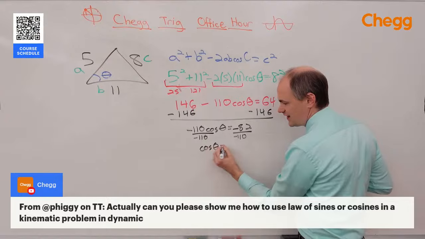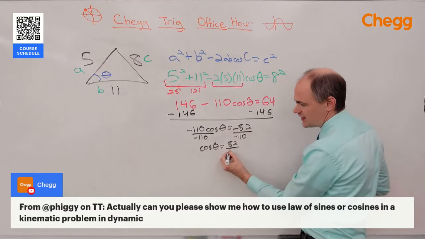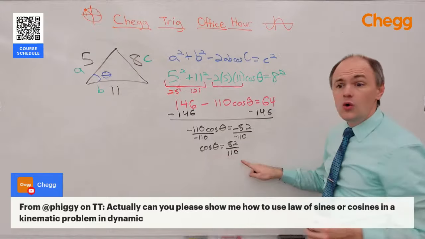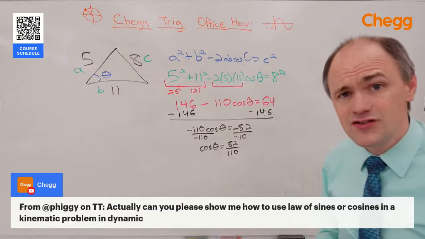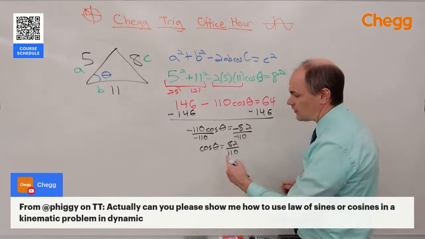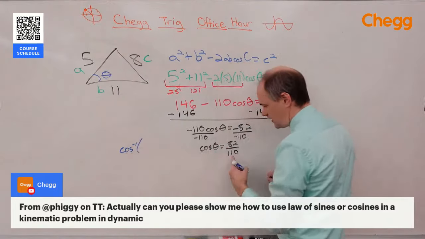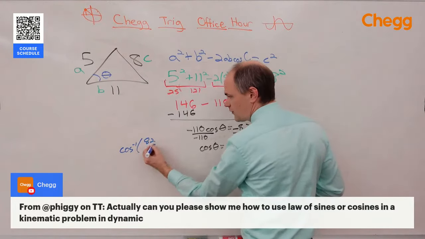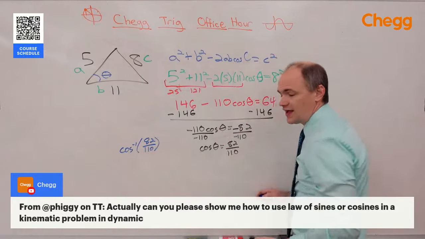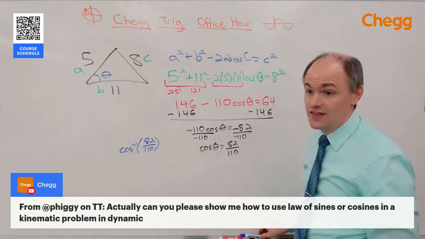So the cosine of theta is whatever this fraction is. It's positive because it's a negative divided by a negative. We could reduce it, but we're going to use our calculators in a minute anyway, so it probably doesn't matter. So on my calculator, I just have to do the cosine inverse of this value, 82 over 110. And whatever that gives me is going to be what my solution is for theta.